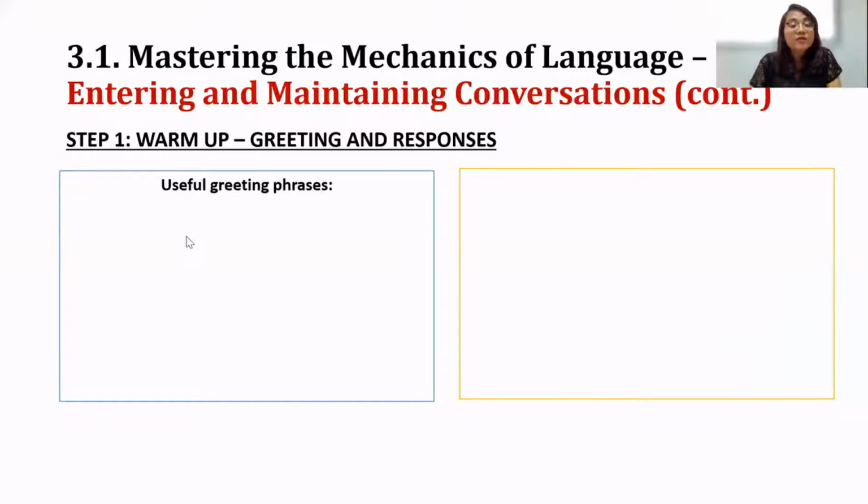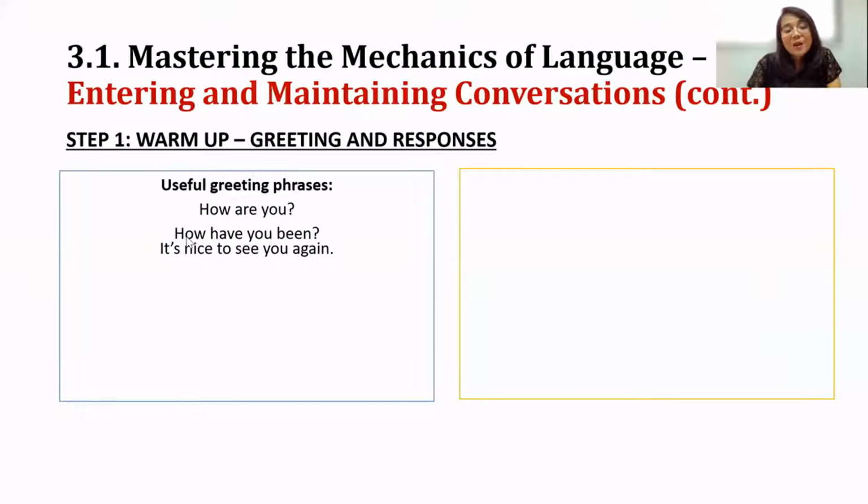Some useful greeting phrases, I'll show you the examples, and please repeat after me. Please pay attention to the intonation and also the pronunciation too. Later you may apply it in the real situation of small talk. So here we are. How are you? Your turn. How have you been? It's nice to see you again.